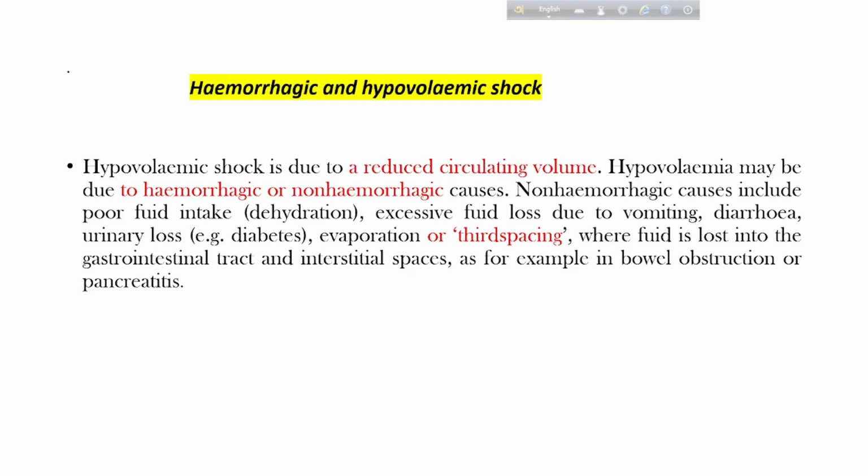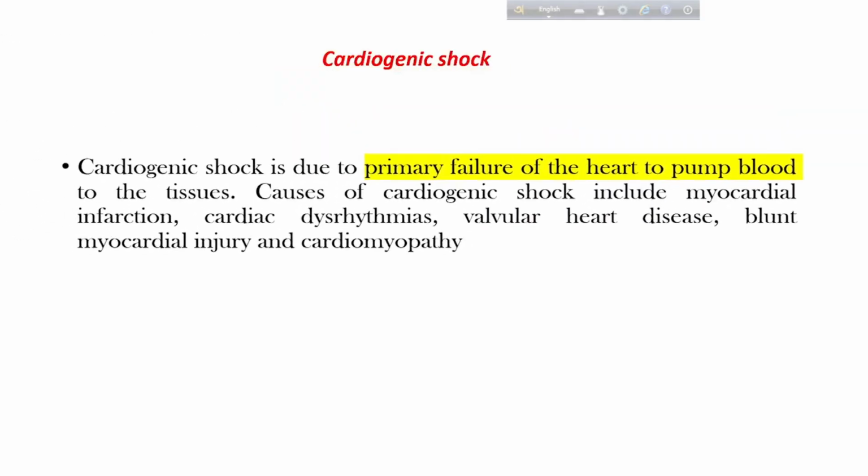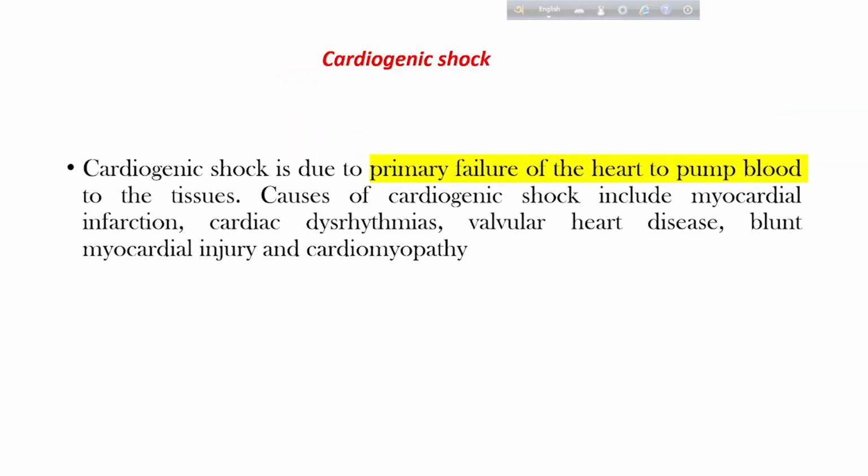So, what is cardiogenic shock? It is primarily due to failure of the heart to pump blood to tissues. The causes of cardiogenic shock are myocardial infarction, cardiac dysrhythmia, valvular heart disease, blunt myocardial injury, and cardiomyopathy.